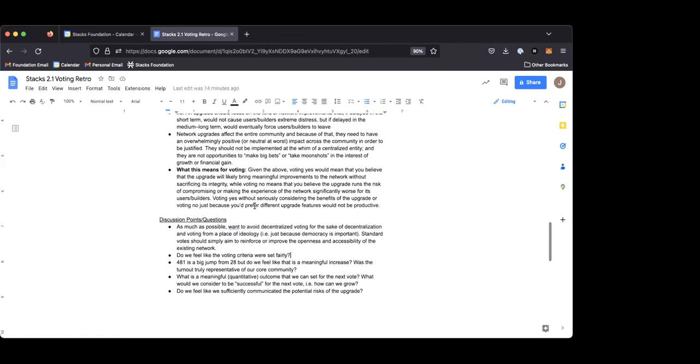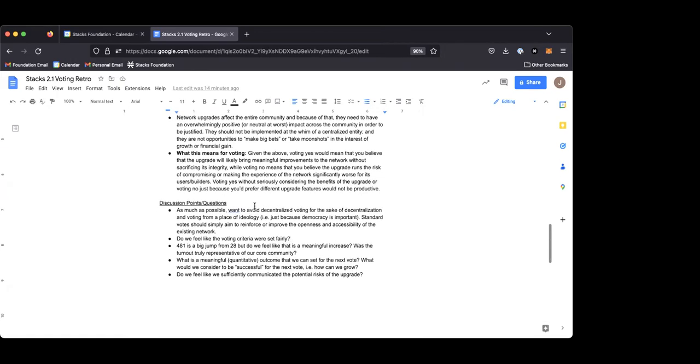And then I also want to just emphasize this point that network upgrades affect the entire community, and because of that, they need to have an overwhelmingly positive or at least neutral impact across the community in order to be justified. They shouldn't be implemented at the whim of a centralized identity. I think that we know that, but they're also not opportunities to make big bets or take moonshots in the interest of growth or financial gain. I think that's something that can be sort of confusing across this industry too.